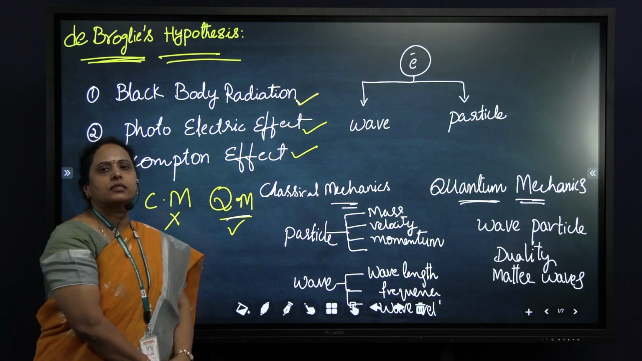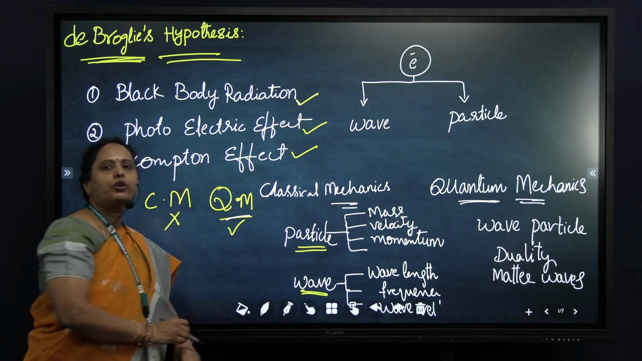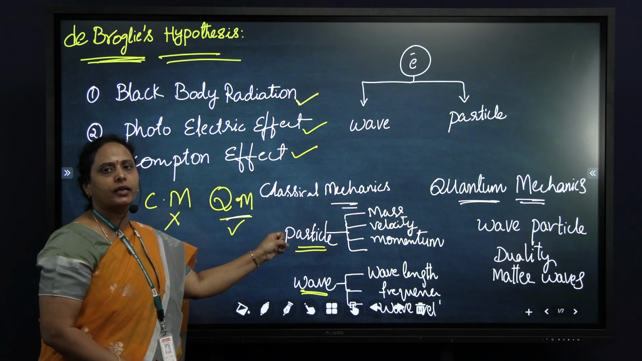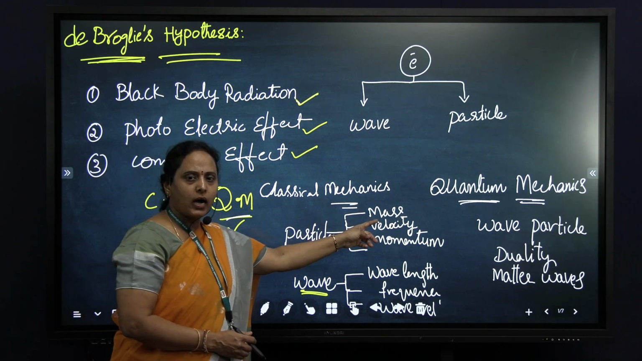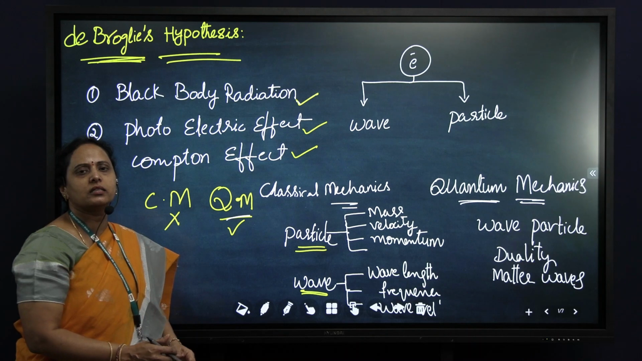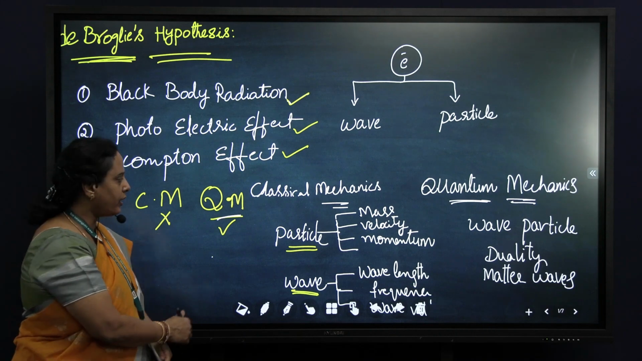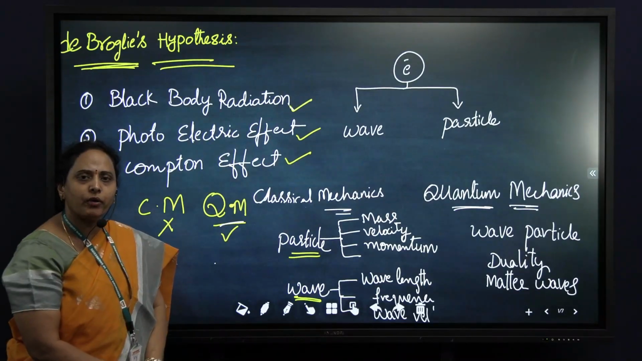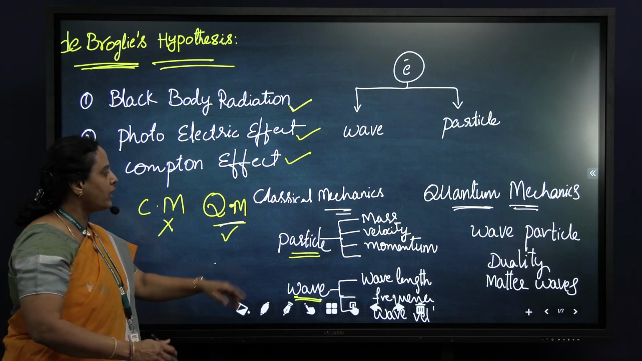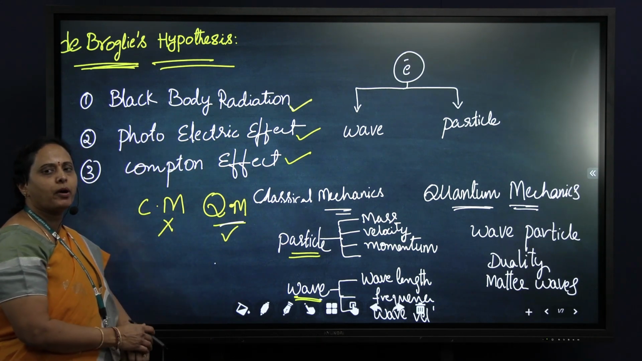Coming to classical mechanics, it understands that particle and wave are two different entities. We can find out a given particle by using characteristics called mass, velocity, momentum and so on. Using these characteristics, at a given point of time I can find out exactly where the particle is. Coming to a wave, a wave is not a physical quantity, whereas a particle is a physical quantity. So we can say where exactly a particle is at a given point of time.